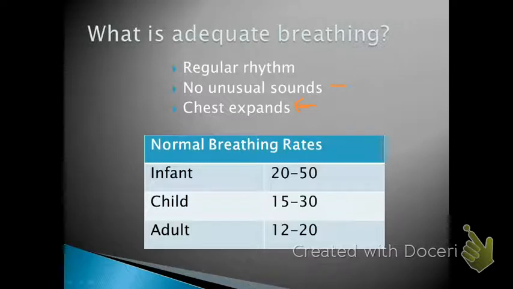And then as far as regular rhythm goes, when we think about regular rhythm, is it fast? Is it slow? What does it look like? So we got sounds, we've got chest compressing or expanding, and we got regular rhythm. Those are the three things that will help us determine whether or not a patient has adequate breathing. So when we assess breathing, we need to look for regularity, we need to assess for sounds, and we need to determine whether or not the chest is expanding and or rising.